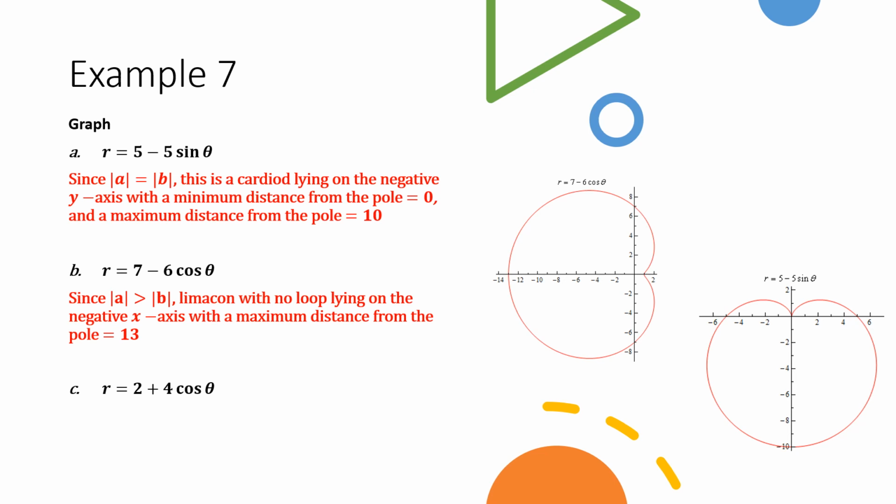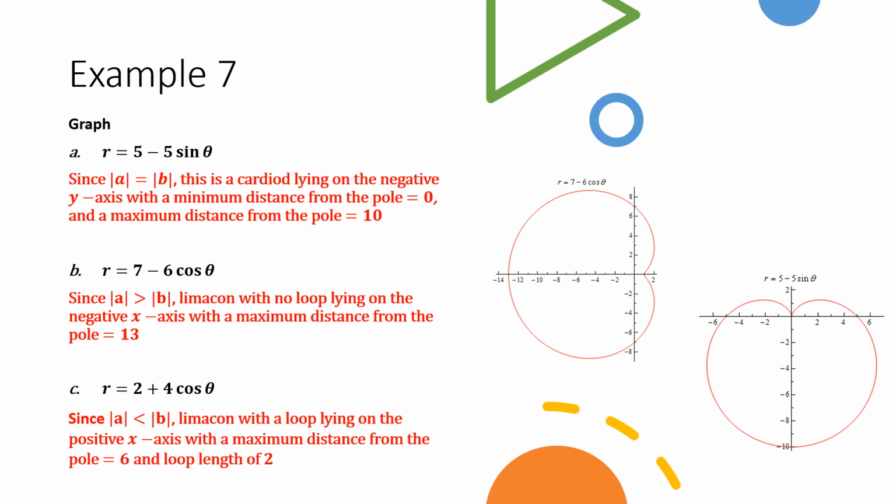All right, so the last one, we have 2 plus 4 cosine theta. Here we have that a is less than b, which tells me I'm going to have a limaçon. This time I'm going to have a loop in it. It's going to be on the positive x-axis because cosine is positive. And then I'm going to have a maximum distance of 6 because 2 plus 4 is 6. And I also know that the length of my loop is going to be 2 because 2 minus 4 is negative 2. And so here we see the graph. Again, positive x-axis, distance of 6 away. We see the loop of 2. And I can also tell my y-intercepts are 2 and negative 2 because of the first number in my equation.